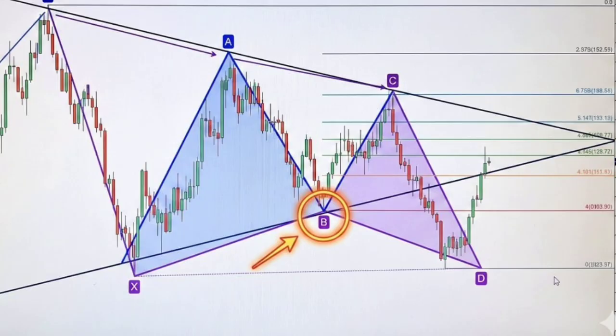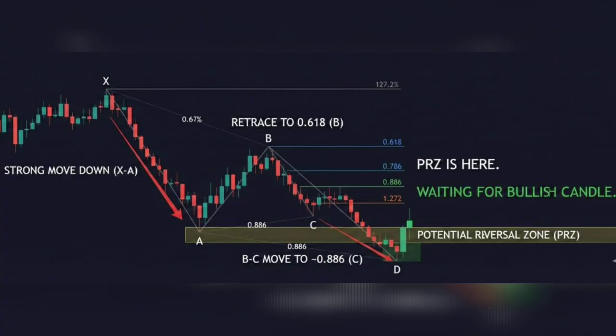Let's do a quick 60-second scan. See this strong move down? That's our potential XA. Retraces to about 0.618? Check. BC moves to near 0.886? Check. Now, is price approaching that 127.2% extension of XA? Look at that. It's also the 78.6% of BC. PRZ is here. Now, we wait. We watch for a bullish candle. That is the disciplined Gartley trade.